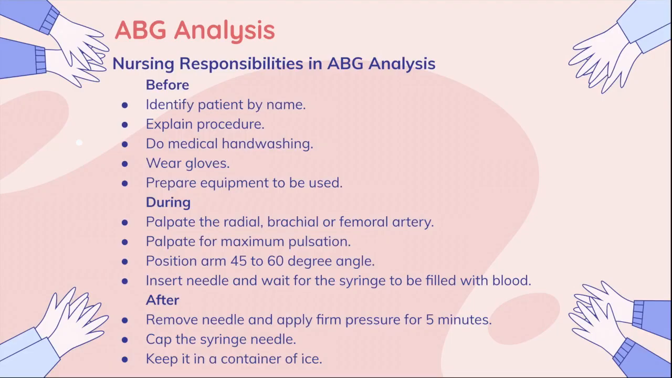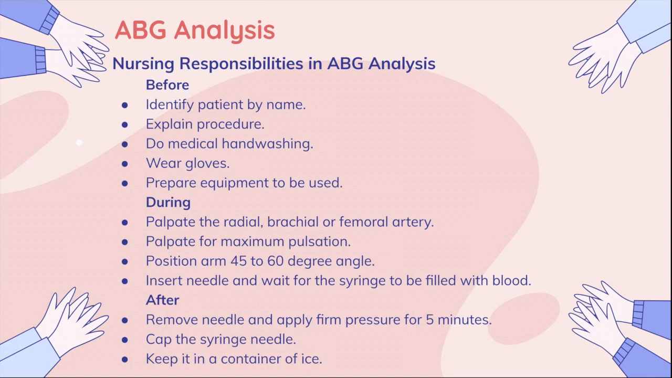For ABG analysis. Nursing responsibilities in ABG analysis. Before, identify patient by name, explain procedure, do medical hand washing, wear gloves, prepare equipment to be used. During, palpate the radial, brachial, or femoral artery, palpate for maximum pulsation, position arm at a 45 to 60 degree angle, and insert needle and wait for the syringe to be filled with blood. For the after, remove needle and apply firm pressure for 5 minutes, cap the syringe needle and keep it in a container of ice.